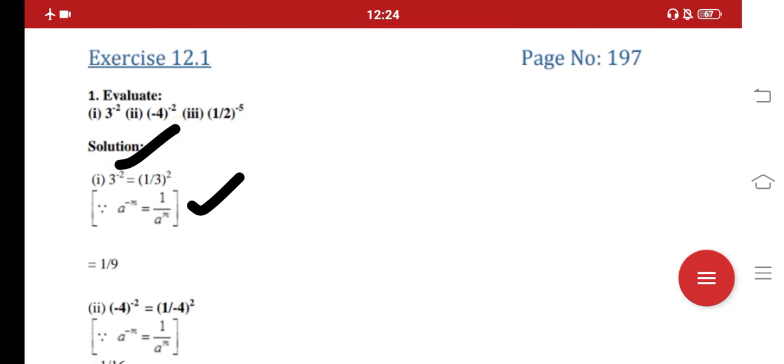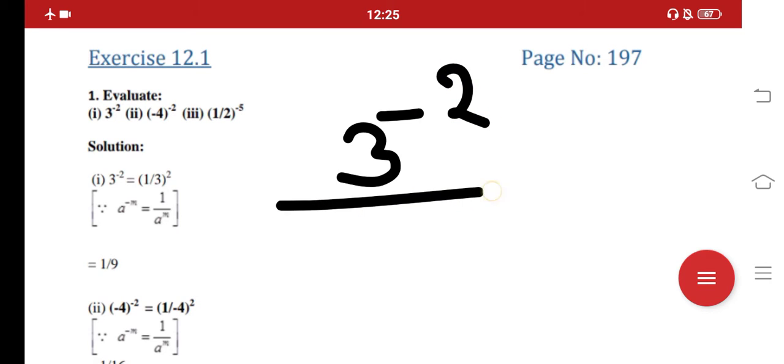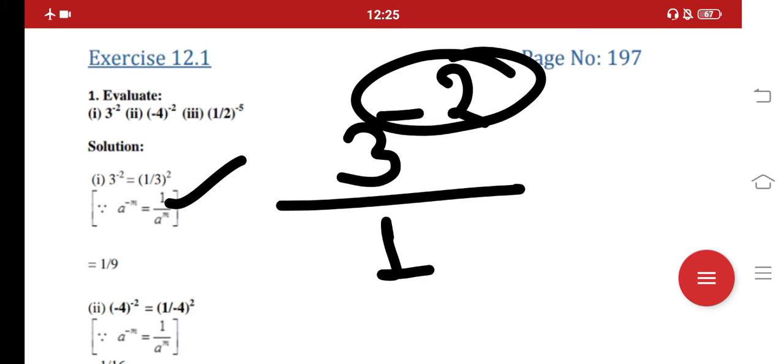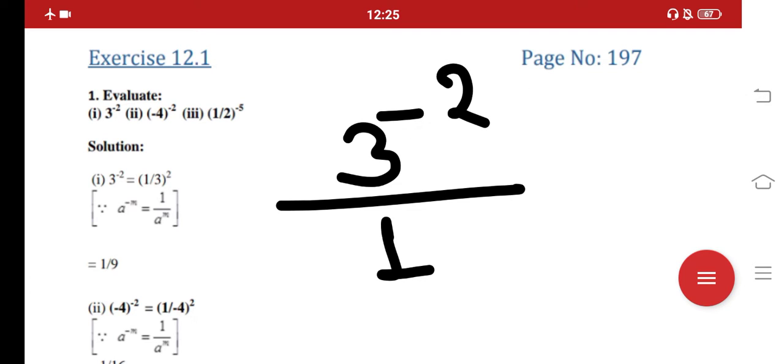You can see 3 to the power minus 2. Now let me tell you the concept of this type of question: if there is any negative power, 3 to the power minus 2 can be written as 1 upon 3 to the power minus 2 upon 1. Means if nothing is given, we can write 1 in the denominator. Okay, so now if we want to eliminate this negative sign, we will write it like this. Means the numerator will become denominator and the denominator will become numerator. So here this is numerator, this is denominator, and after we perform the reciprocal operation, the negative sign will become positive.